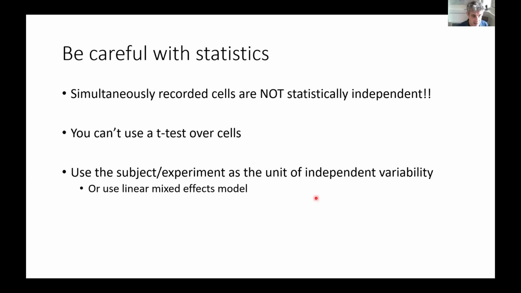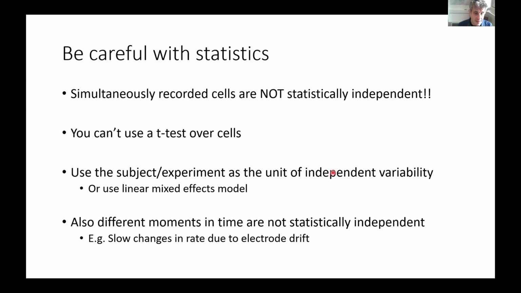So the best thing is to use a simple statistical test, but using the subject or the experiment as a unit of independent variability. The other thing, and this is an even more pernicious problem, is that different moments in time are not statistically independent. For example, if your electrode drifts, you can have slow changes in firing rate that have nothing to do with slow changes in your experiment.